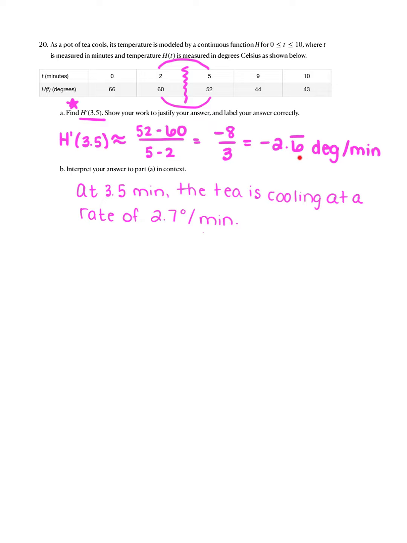That's what this can be interpreted as, but when we're talking rates, we're usually talking per unit, so per minute. The important parts to have in here are that this is specifically at 3.5 minutes, because if we looked at some other time, we might find a different answer. This is cooling, it's a decrease because it's negative. And then what is that rate, and what is the label on it? The label would be degrees per minute.